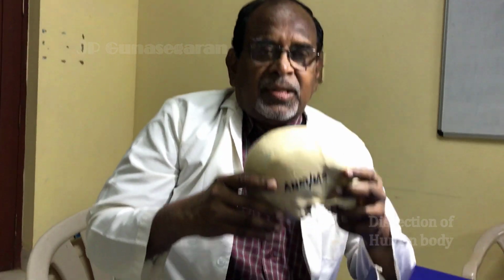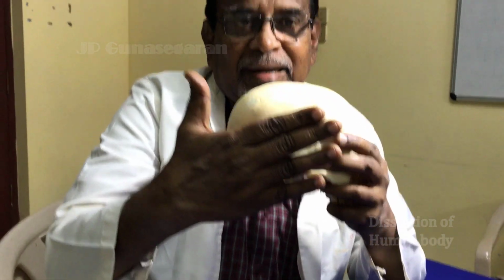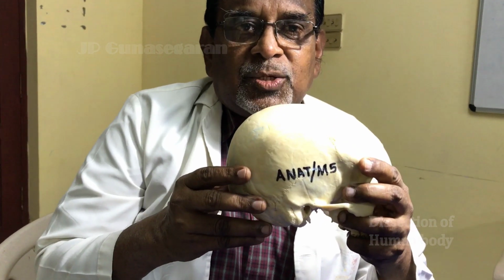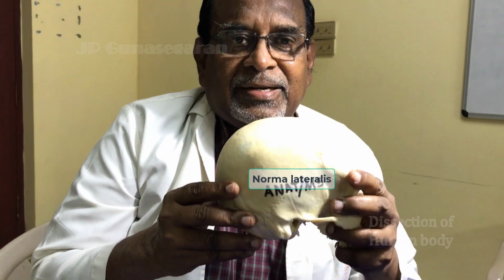We are going to have a series of videos on osteology of head and neck. Osteology of head and neck includes the skull and mandible plus the cervical vertebrae. The structure of the skull, external feature of the skull, can be studied by looking at it from various angles. The study of the lateral view of the skull is known as the Norma lateralis.